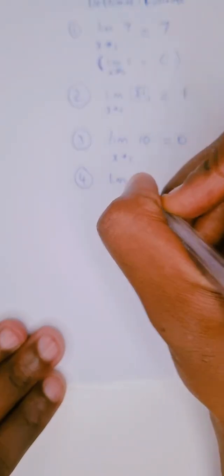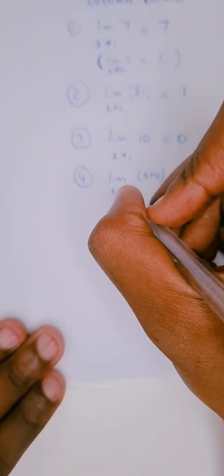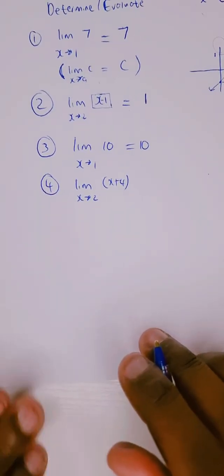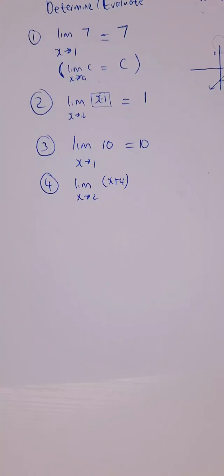Let's look at another. The limit of x plus 4 as x approaches 2. From simplicity to complex. We will get there, guys. We're starting simple, and we will definitely grow higher and higher. So, the limit of x plus 4 as x approaches 2, let's be very careful.